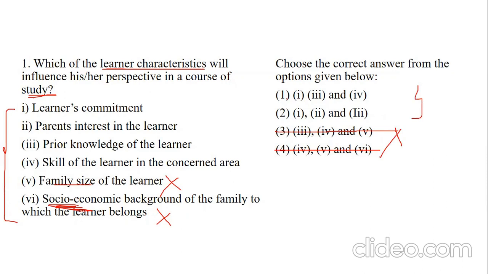So let's see what is given. In the first option, you have learner's commitment, yes. You have prior knowledge, yes. And you have the skill. So yes, this can be the option, but let's first cross check the second option also. Learner's commitment, okay, parents' interest, and the prior knowledge. But if you compare parents' interest and skill, definitely the weightage will be to the skill. So the correct option for this is option number 1.